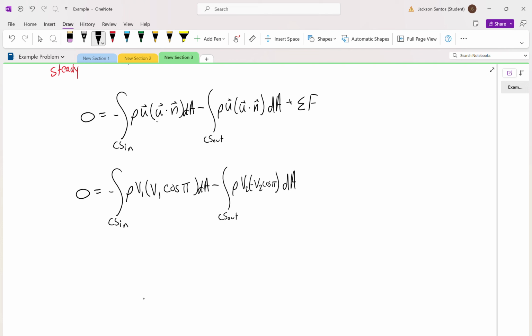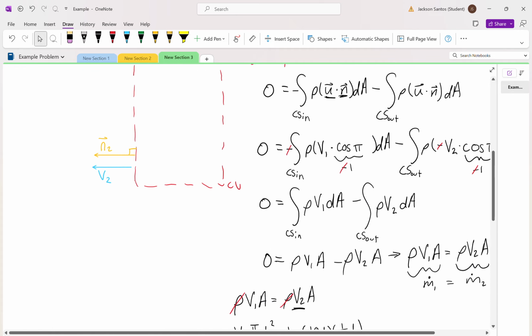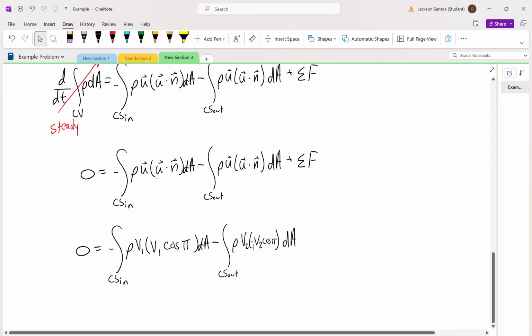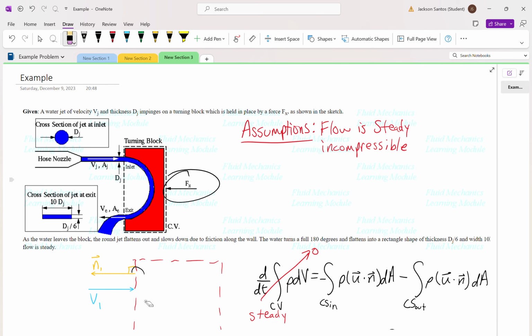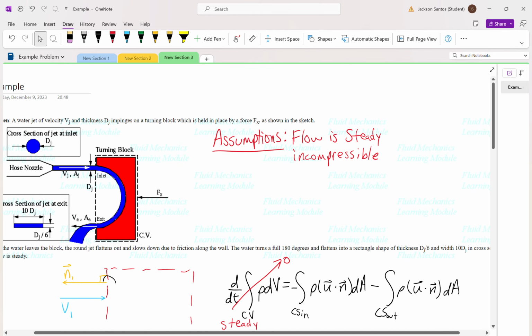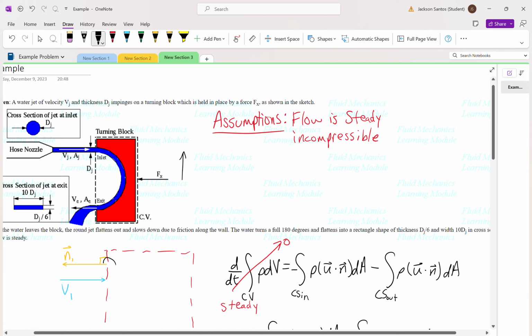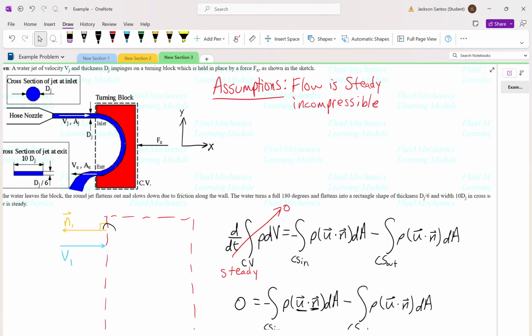And then the sum of the forces: we could have the force of gravity, we could have applied forces, but in this case, the only force that we have is the f of x that is given in the problem right here. And we're going to make that negative because it's going in the opposite direction as what we defined our axes to be, our axes being y up, like that. That's why our velocity in is positive and our velocity out is negative.